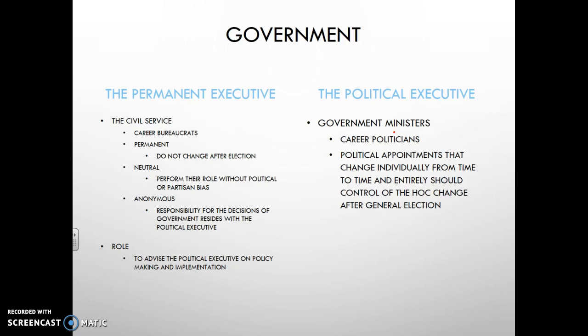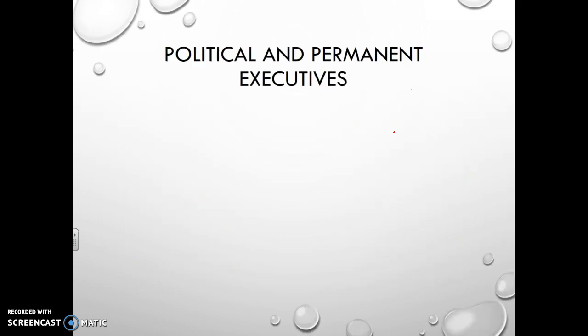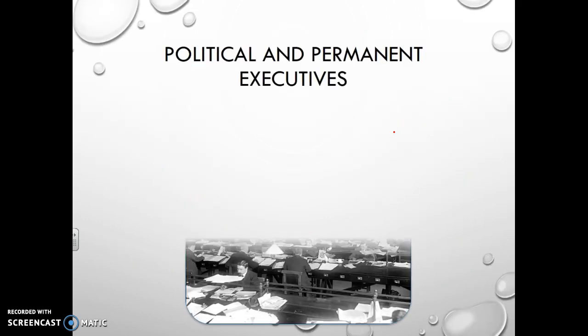They give him the advice. He makes a policy decision off the back of that. So there you go. Their role is the making of decisions and the implementation, usually on the advice of the permanent executive. Let's see if we can explain that a little more clearly.